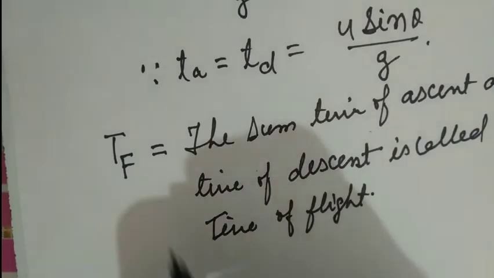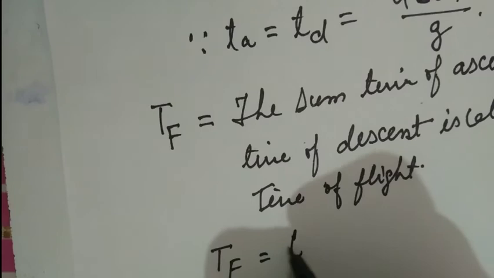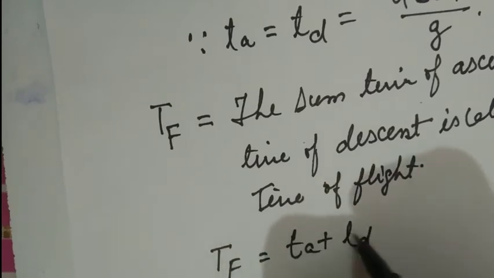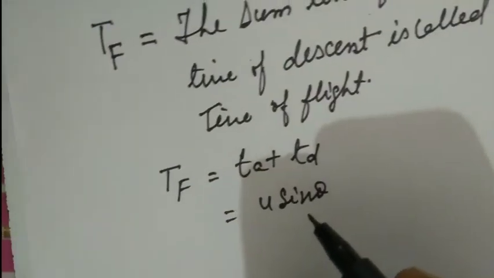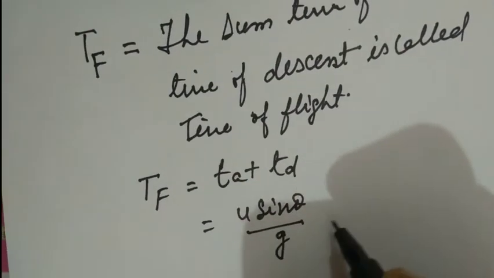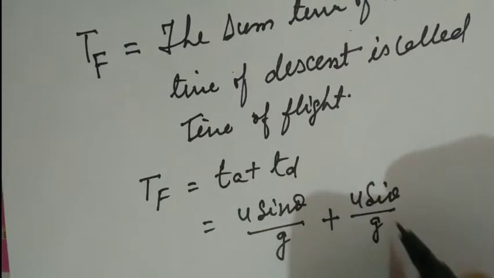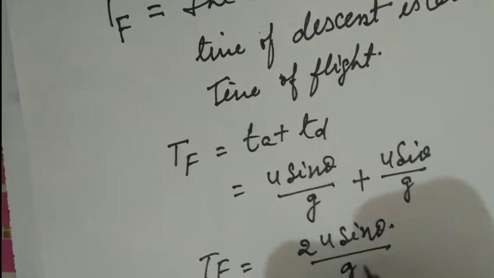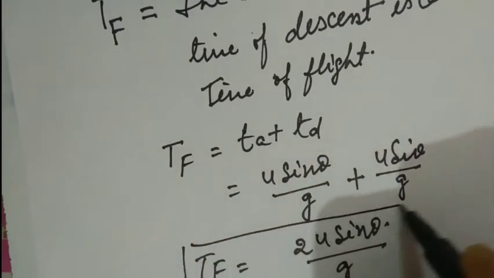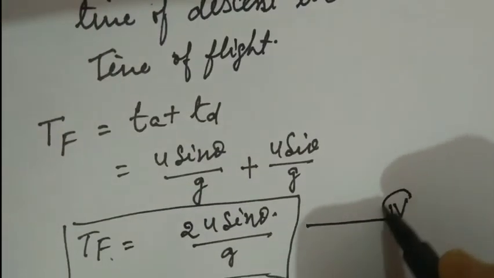Understand? Denoted by TF. So here TF is equal to TA plus TD. Both are equal: the time of ascending and the time of descending both become u sine theta by g. So the time of flight is 2u sine theta by g. This is equation number 4.